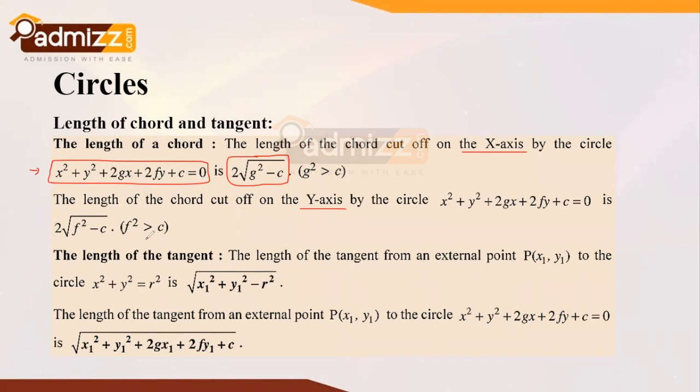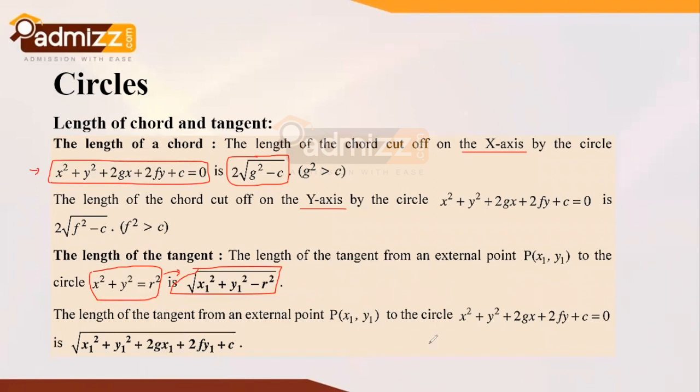Now the length of tangent. The length of tangent from the external point P (x1, y1) to the circle can be computed using this formula, which is given by under root of x1 square plus y1 square minus r square. Now this x1 comma y1 is the point which is located externally from the circle, and if the equation is of this form, that is x square plus y square equal to r square, then we take the length of tangent as under root of x1 square plus y1 square minus r square.